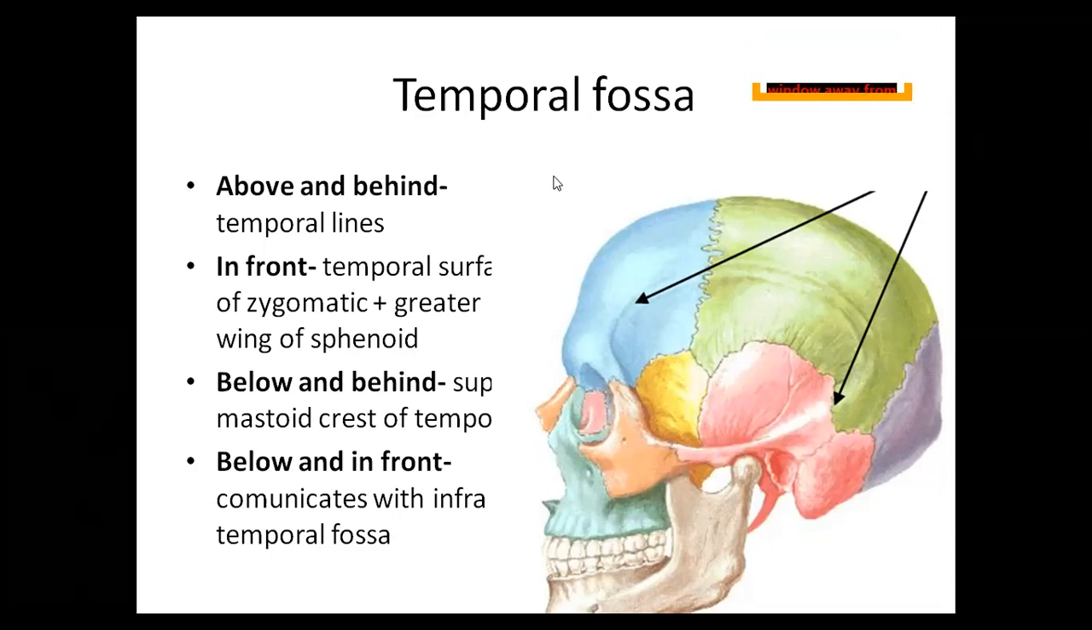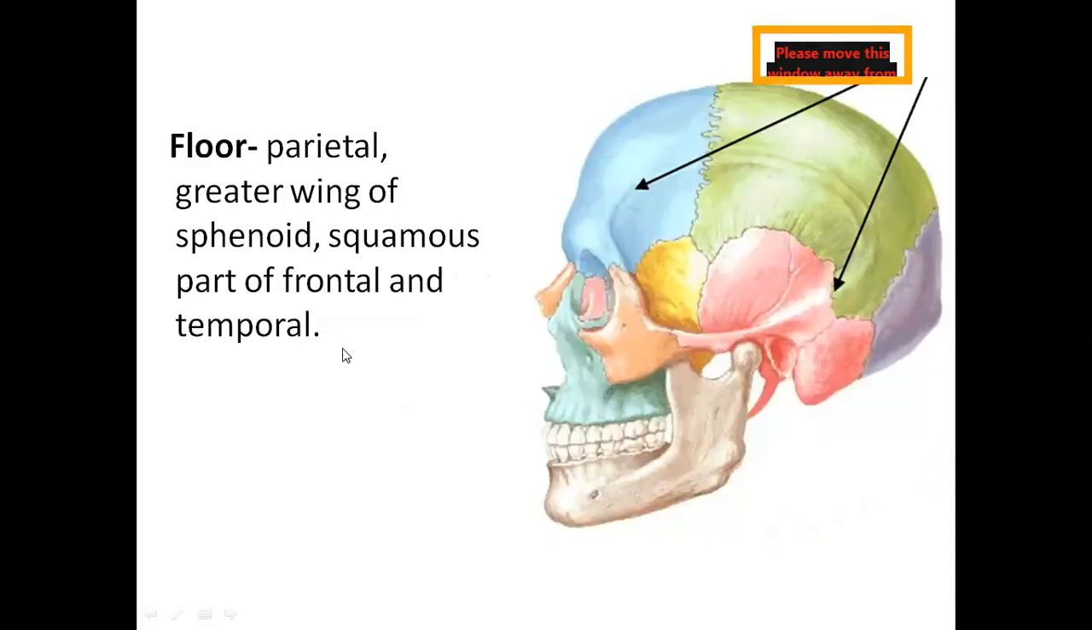Now, after knowing this, see the floor of this temporal fossa. What are the various bones we are finding? The floor is very simple. You are finding the parietal bone, the greater wing of the sphenoid bone, the squamous part of the frontal bone, and this temporal bone. This is all forming the floor of the temporal fossa. All these bones: parietal, frontal, sphenoid and temporal. Okay.